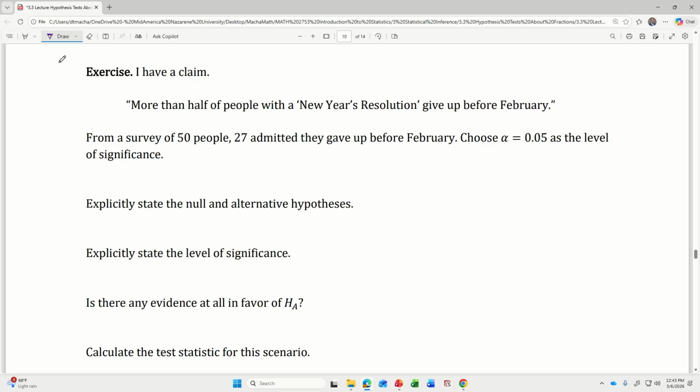So part number 1 says explicitly state the null and alternative hypotheses. If this is my claim, that means this is the alternative hypothesis. But the way I want you to write this is P is greater than 0.5, because P is the symbol for the population fraction. So I'm saying the fraction of the population who will give up before February is greater than half.